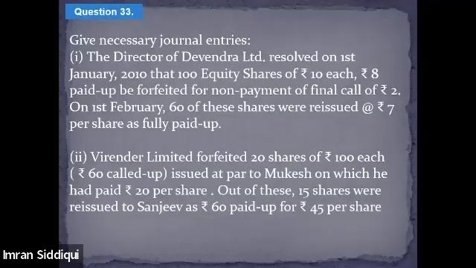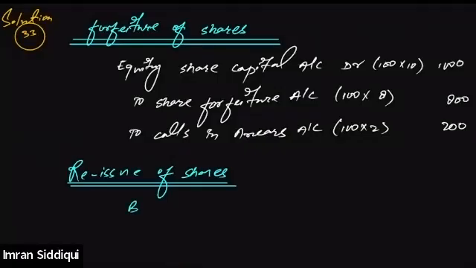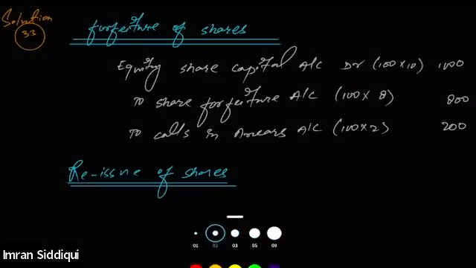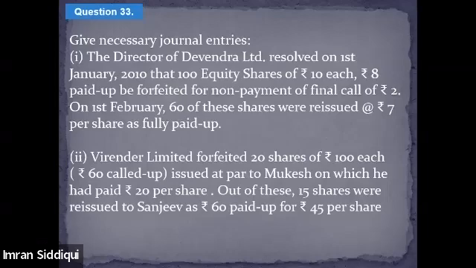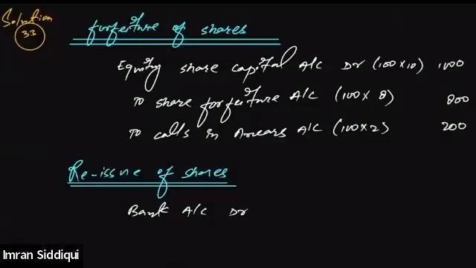Halima and Mariam, we need to now pass the journal entry for the reissue of shares. What we need to do, first of all, is debit the bank account. Bank account will be debited by what amount? 420. Out of 100 shares, only 60 shares are being reissued now. So we have reissued 60 shares at 7 per share, 60 into 7.